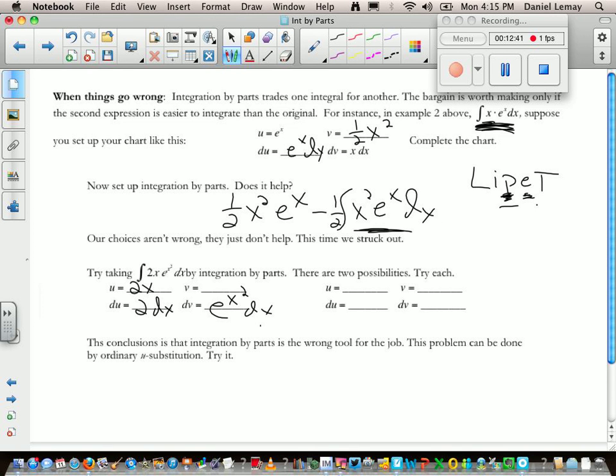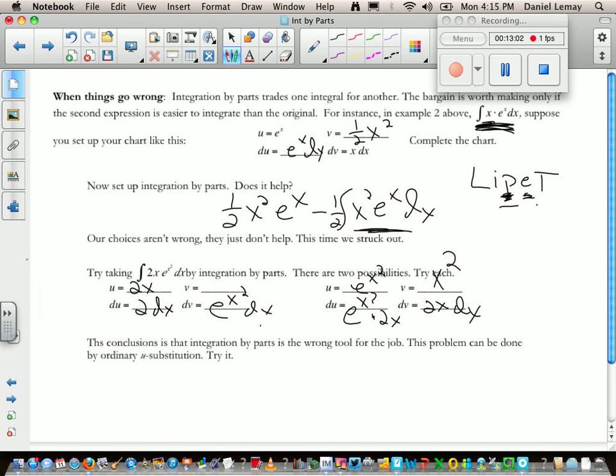How about if I did it this way? What if I say e to the x squared is u and 2x dx is dv? Well, if I do the derivative of this, I get e to the x squared times the derivative of the x squared, so 2x. I'm hoping you're seeing that I'm still getting something that's really, really strange.